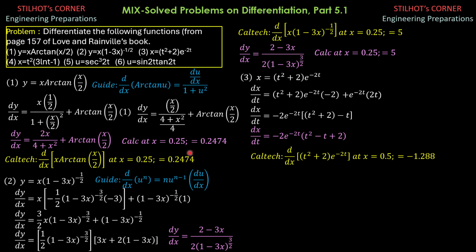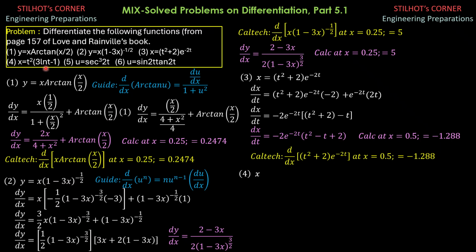And I suggest, by the way, that your calculator should be in the radian mode, especially if it involves trigonometric functions. Then also evaluate this answer at x equals 0.5. The answer should also be negative 1.288.